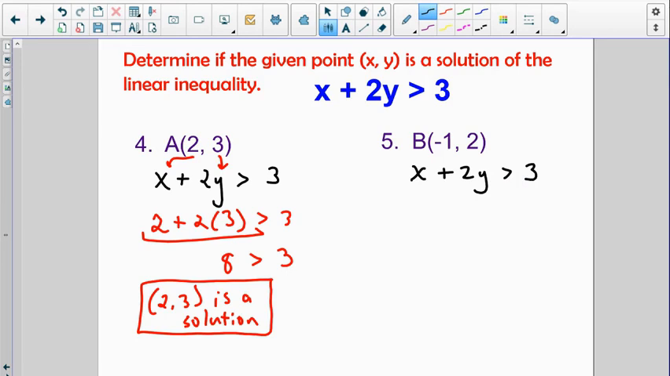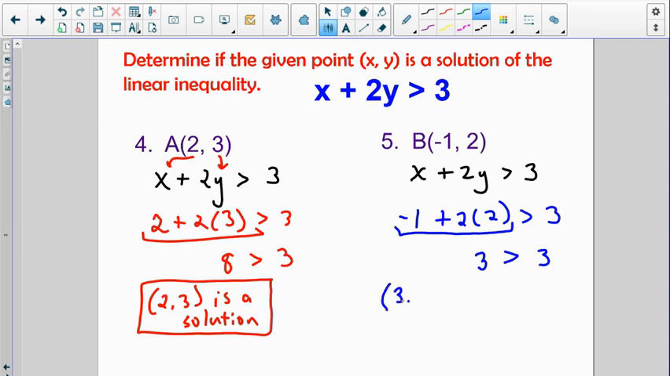All right, we're working with the same inequality statement, but we are using different values for x and y. So x is -1, y is 2, and now I need to figure out what is -1 plus 2 times 2. Again, multiply first. 2 times 2 is 4, -1 plus 4 is 3, and we get the statement 3 is greater than 3. Well, is a number greater than itself? No. So -1, 2 is not a solution because that is a false statement. That is not true.